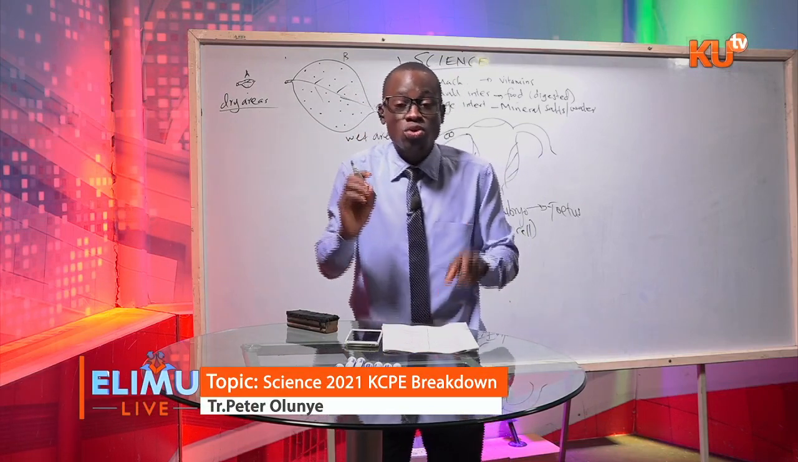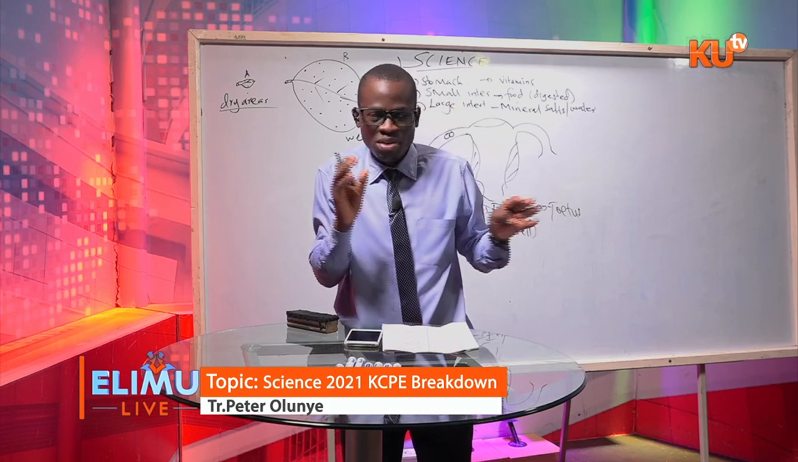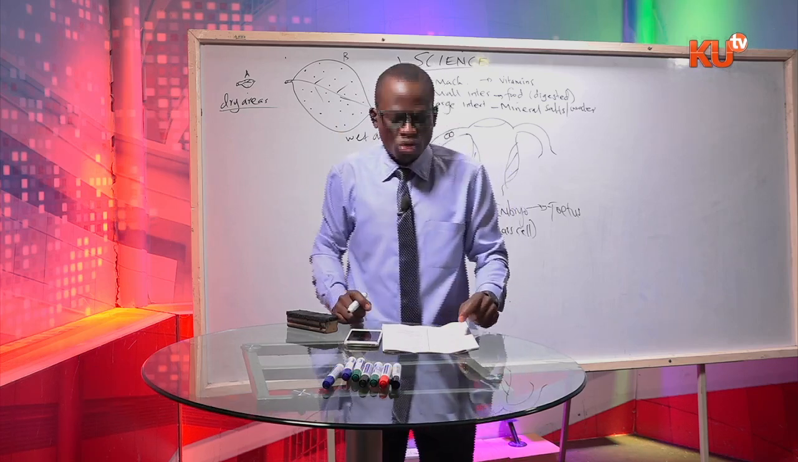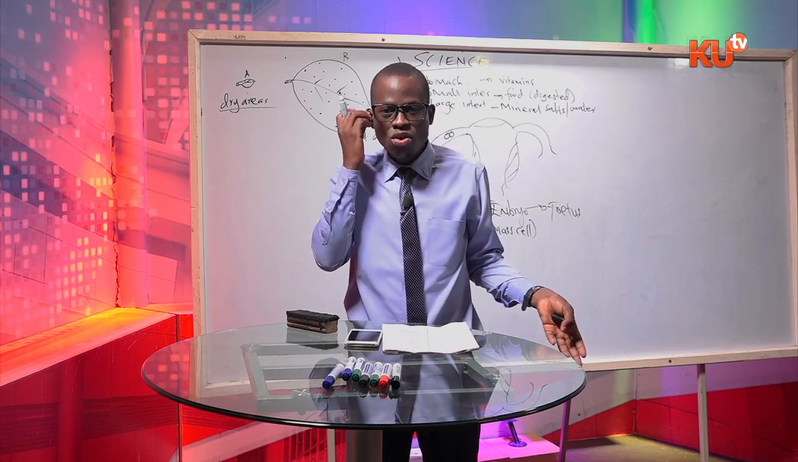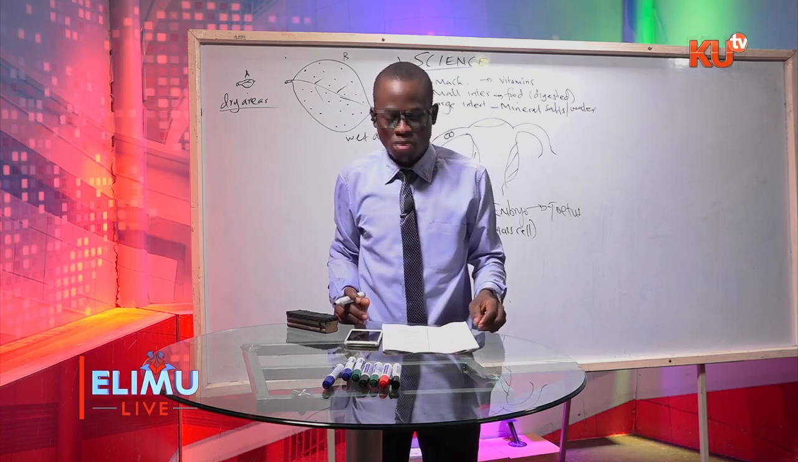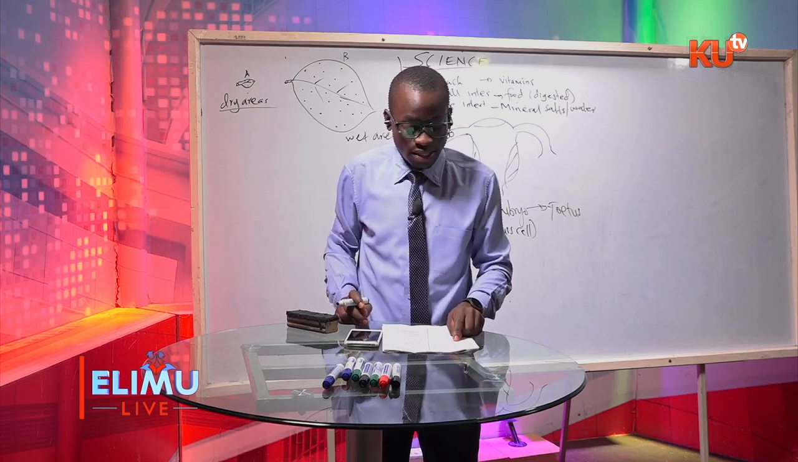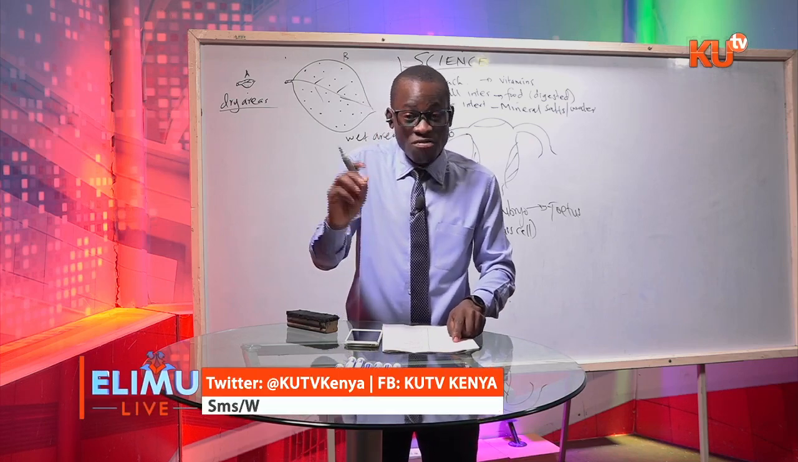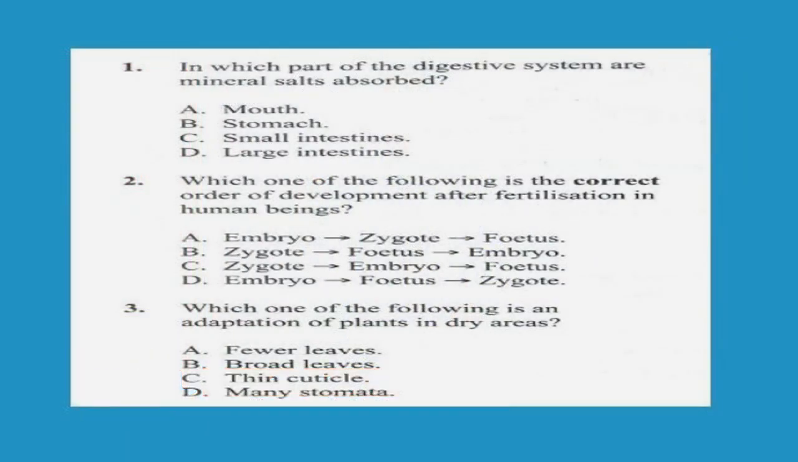Now, the thin cuticles also are a very important thing that we should always remember. Remember, we have thin and we have thick. These plants that have very thin cuticles are able to survive in the wet areas because they don't need to store any water. They are not succulent anymore, boys and girls. So A, fewer leaves. B, broad leaves. C, thin cuticle. And D, many stomatas. So A, fewer leaves, becomes for the dry areas. B, broad leaves, wet areas. C, thin cuticle, wet areas.